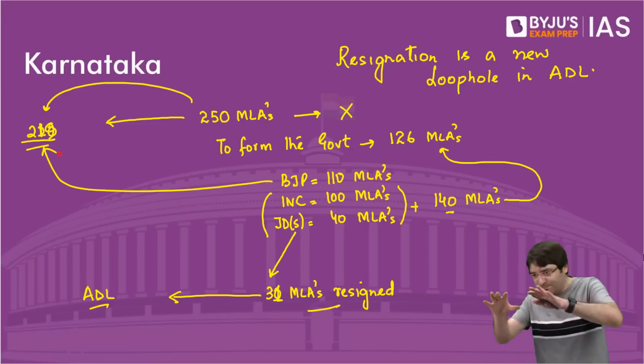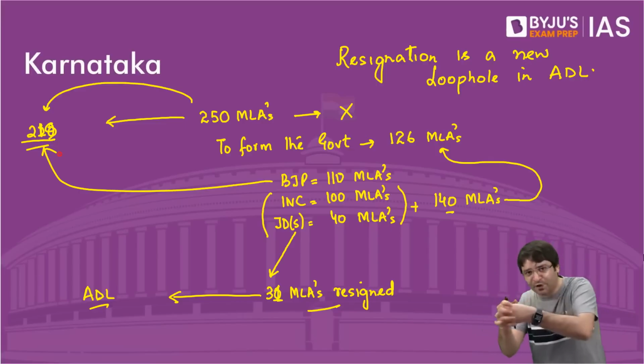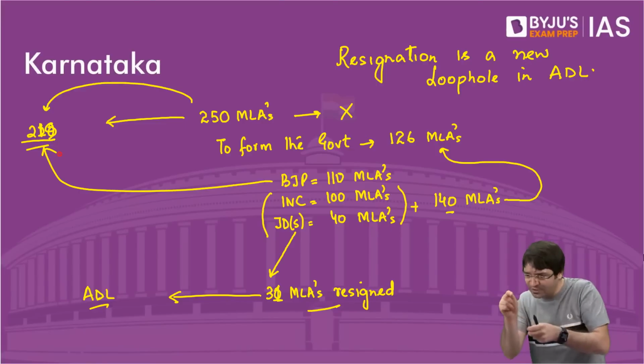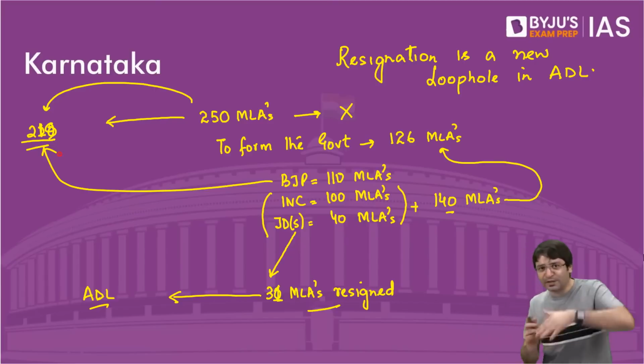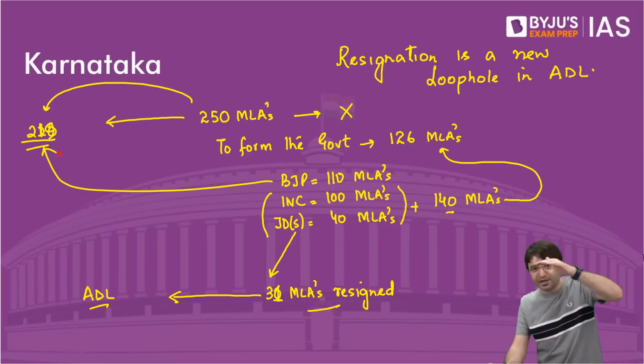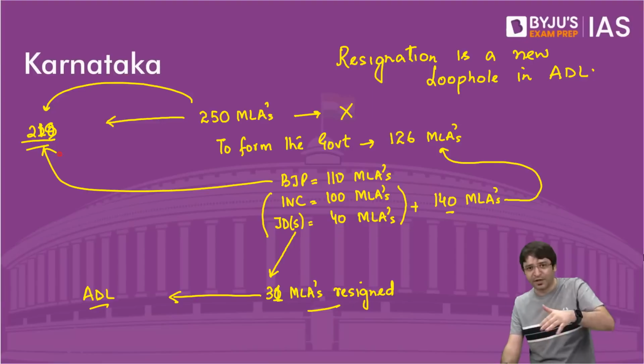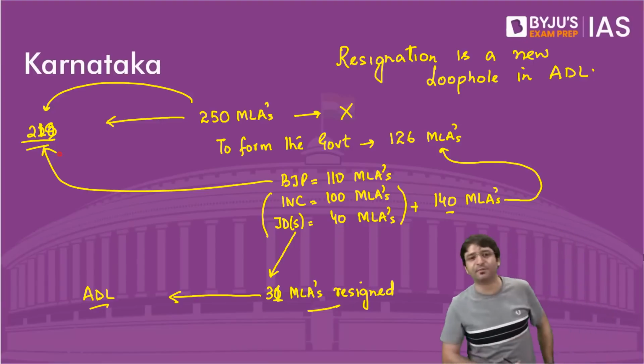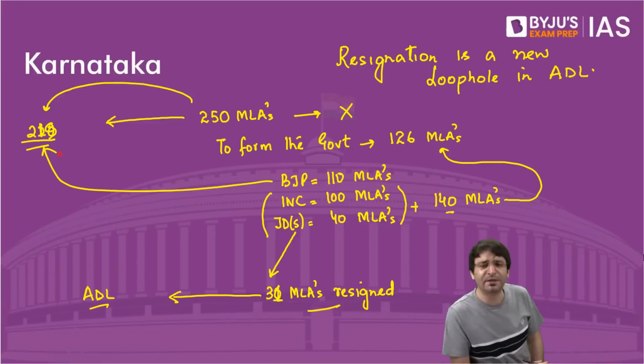There is a political party or a group of political parties forming the government. You force their MLAs to resign so that the strength of the Legislative Assembly reduces and another political party is able to form the government. Same happened in Madhya Pradesh as well.